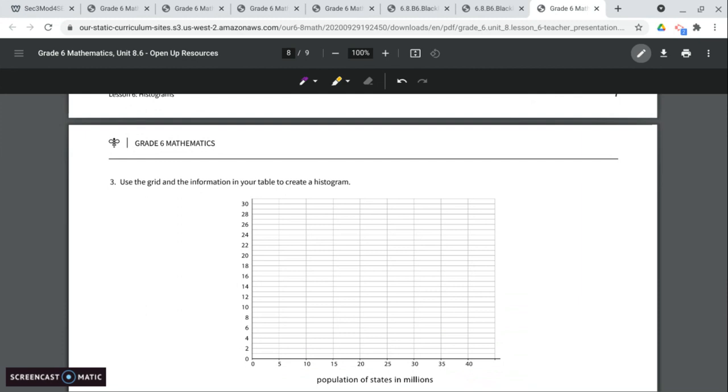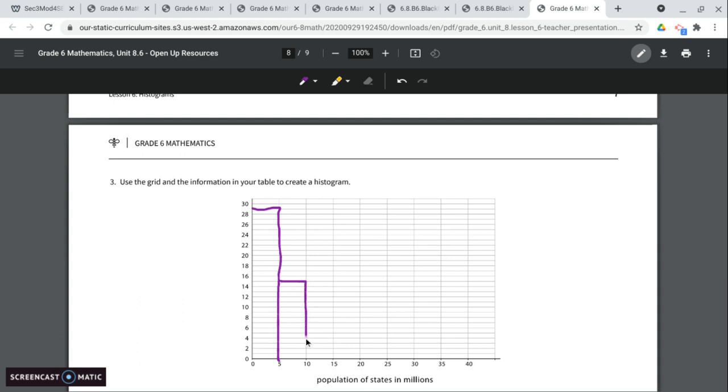Okay, so use the grid and the information in your table to create a histogram. So we're going to represent this. For 0 to 5, we have 29. So it's going to be all the way up here and then down. Try to keep this as straight as possible. Between 5 and 10, we have 15. This is going to be right here.